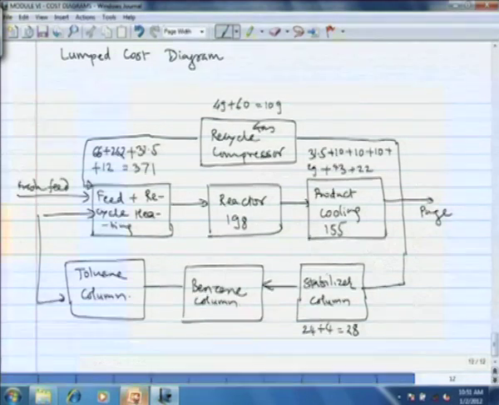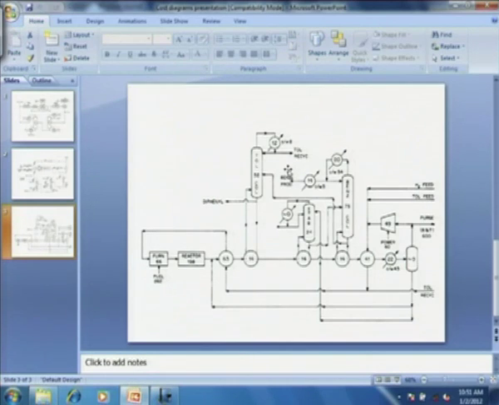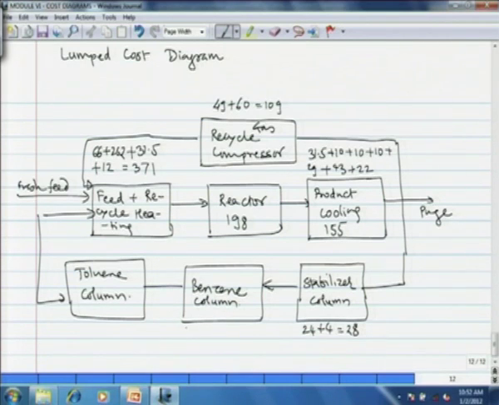Then the benzene column. Benzene column has a capital cost of 75,000 plus 4,000 for the reboiler plus 20,000 for the condenser, 54,000 for the cooling water for it, then another 14,000 for the subcooling condenser, and then cooling water for it $5,000. So that cost we add. So 75 plus 50 plus 24 plus 14 plus 5. So together this makes out 172.